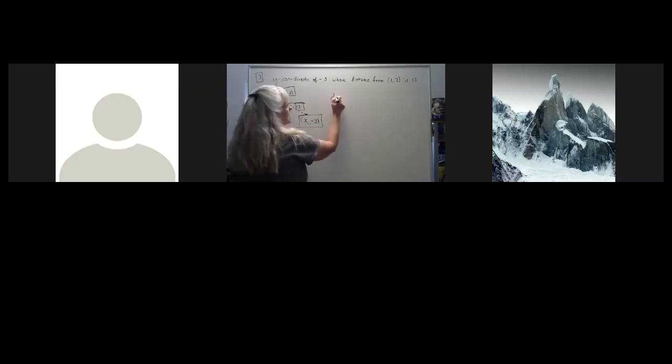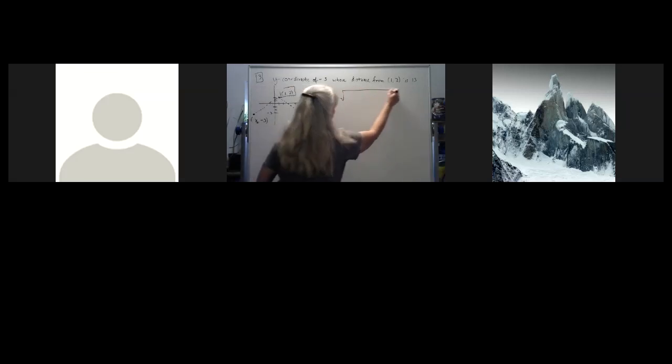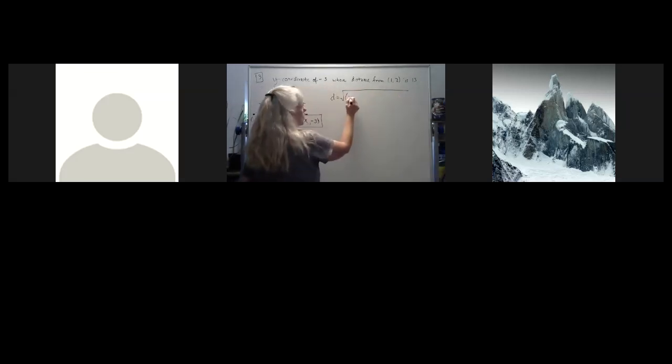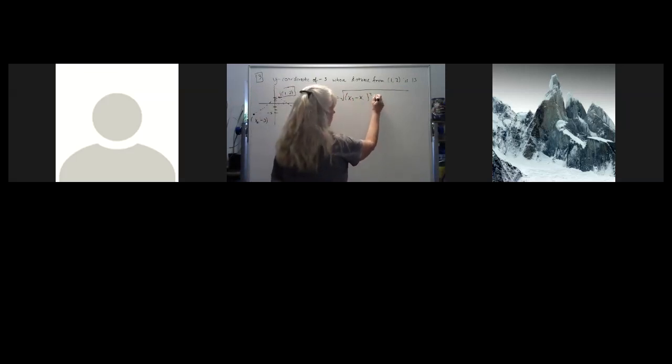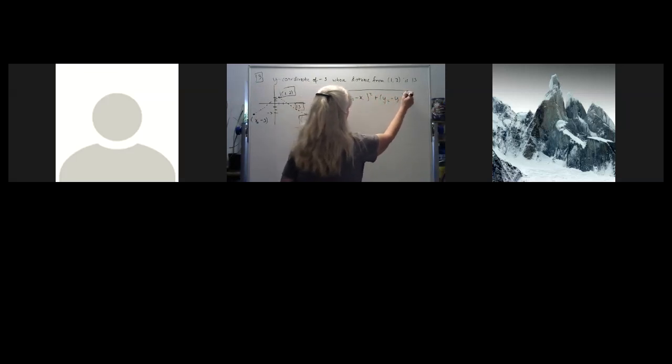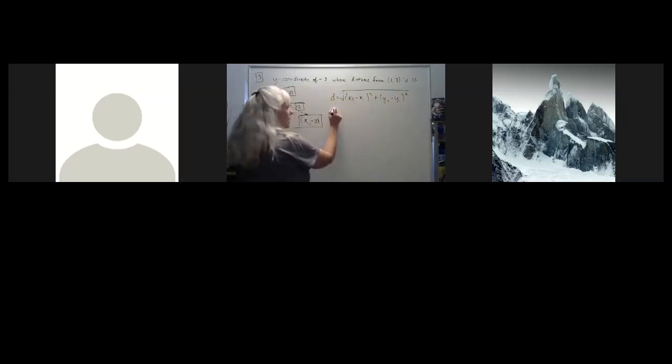I'm going to write the distance formula again because hopefully you're writing notes and it helps you process and memorize it. So that distance formula is equal to the square root of the quantity x2 minus x1 squared plus the quantity y2 minus y1 squared. Okay. This time we know the distance. It's 13. They gave me that.